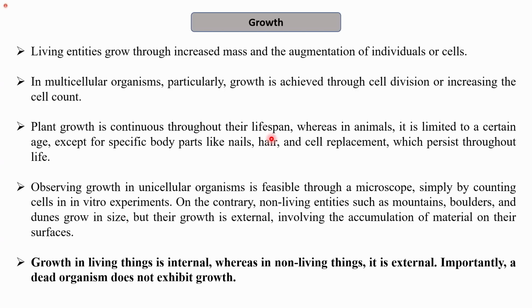So growth can be continuous or it can be limited up to a certain age, but there should be visible growth in the organism by an increase in the number of cells or in mass. Observing growth in unicellular organisms is feasible only through a microscope, because unicellular organisms are difficult to see with the naked eye. So we can count the number of cells by performing in vitro experiments, which are experiments performed in test tubes or in laboratory conditions.